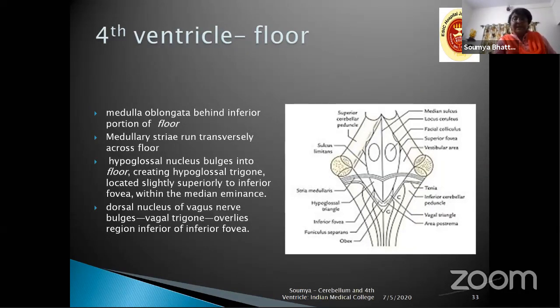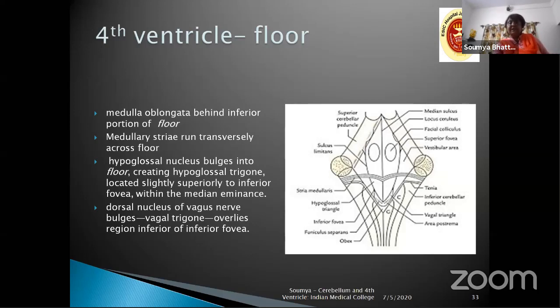Now coming to the medullary part, horizontally you can get the stria medullaris. These stria medullaris run across the floor transversely. Below you get the hypoglossal nuclei and the vagal nuclei. So what do you get in the floor? Above the stria medullaris, you get the facial colliculus, the superior fovea, locus ceruleus, and vestibular area. Inferior to the stria medullaris, you get the inferior fovea, hypoglossal triangle, and the vagal triangle.